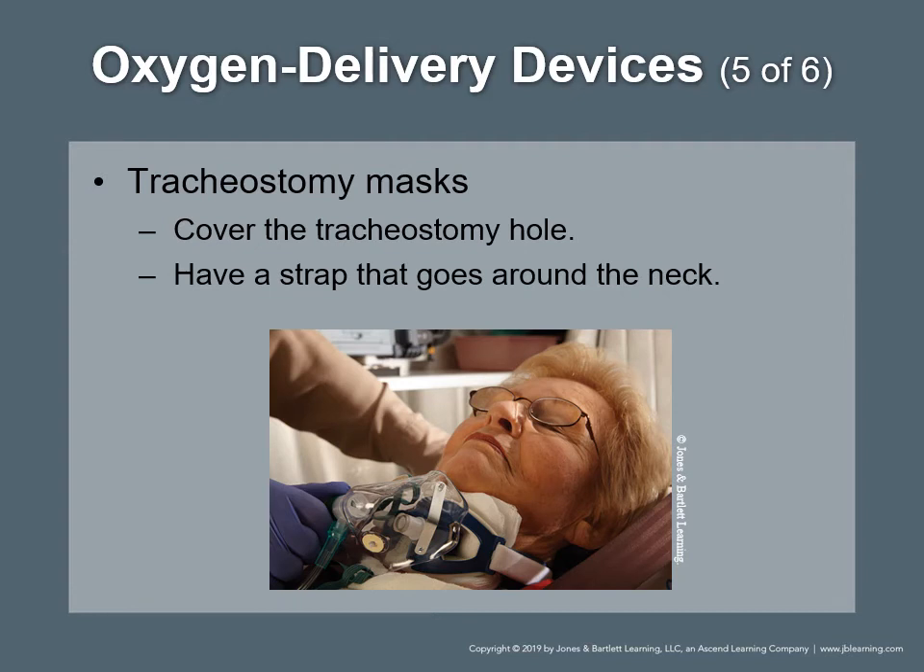The tracheostomy mask. A patient with a tracheostomy does not breathe through the mouth and nose. A face mask or nasal cannula cannot be used. Specifically designed tracheostomy masks cover the tracheostomy hole, have a strap that goes around the neck. If you do not have a tracheostomy mask, you can improvise by placing a face mask over the stoma. Even though the mask is shaped to fit the face, you can usually get an adequate fit over the patient's neck by adjusting the strap.